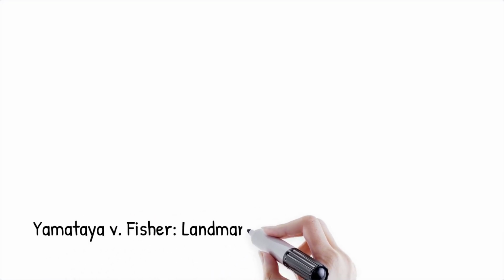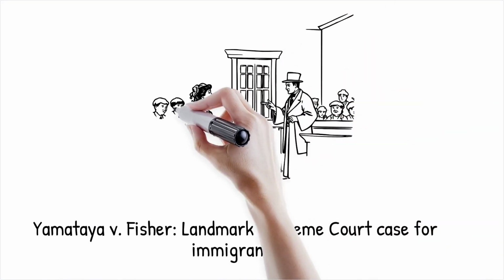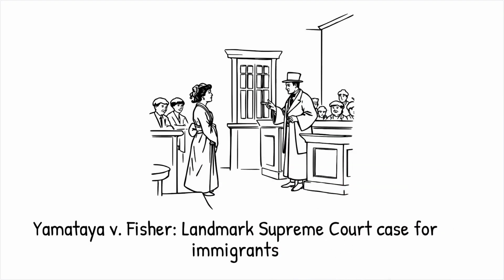Yamataya v. Fisher, 1903, also known as the Japanese immigrant case, was a significant U.S. Supreme Court case that established due process protections for non-citizens, including undocumented immigrants, in deportation proceedings under the Fifth Amendment.